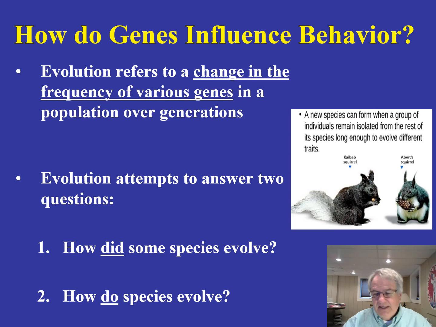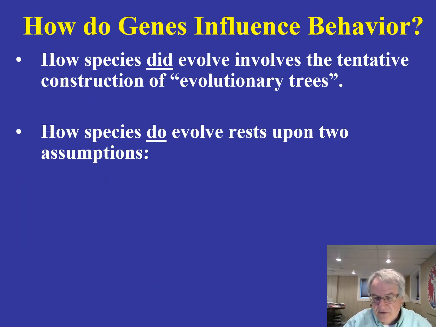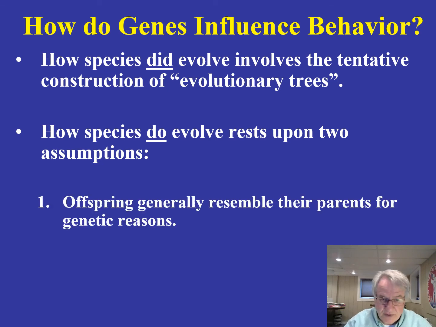So in evolution, we're trying to answer two different questions. How do some species evolve? And how did some species evolve? Those are two really different questions. And the only way in which we can try to understand this is to look at what we call evolutionary trees. And how species evolve rests really upon two assumptions.